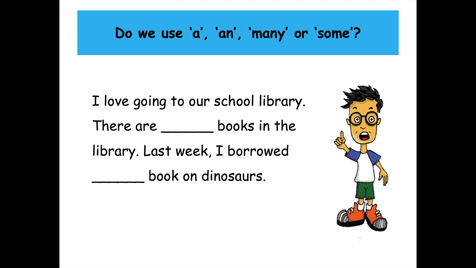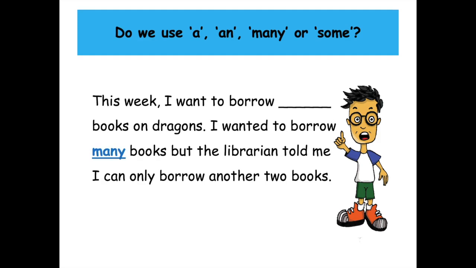There are many books in the library. Last week I borrowed a book on dinosaurs. This week I want to borrow blank books on dragons. I wanted to borrow many books, but the librarian told me I can only borrow another 2 books. So this week I want to borrow, can it be a book or an books? Books. So we're going to fill in the blank with: this week I want to borrow some books on dragons.